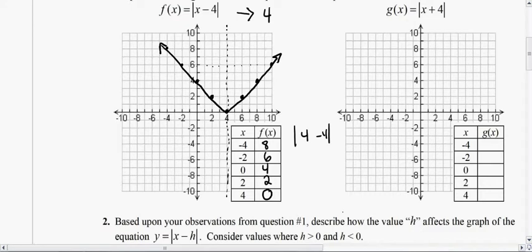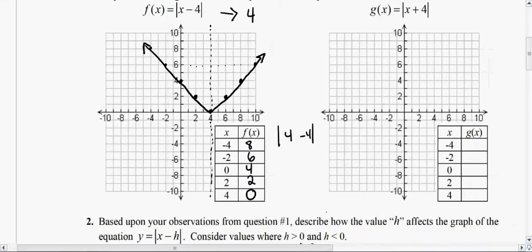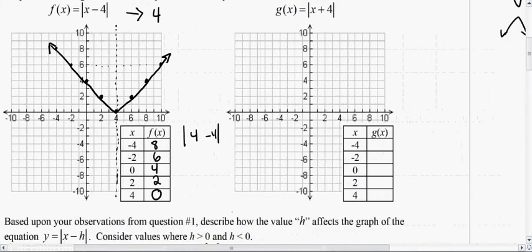Let's take a look at the next one. g of x equals absolute value of x plus 4. So I'm adding inside the absolute value bars, I'm adding 4 to x. So I'm changing horizontally because I'm adding 4. I know I have to move the whole graph to the left 4. So my whole graph is going to move from the origin to the left 4. And I'll repeat the process.